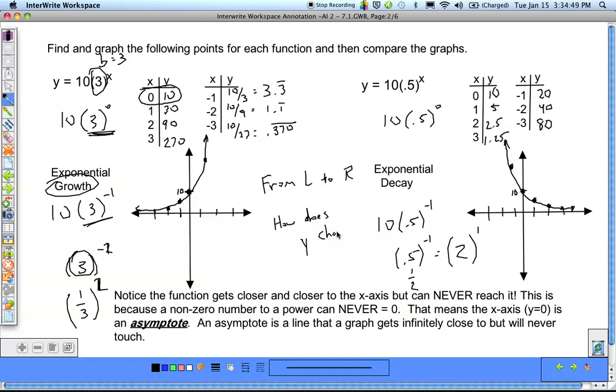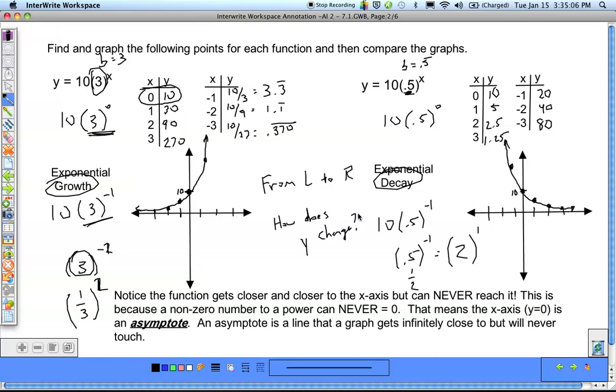How does y change? In this case, our y is getting a lot bigger. That's why it's a growth. Over here, our b value was 0.5, which is between the 0 and 1. That's why we have a decay. If we look at our y values as we're going from left to right, the y values are getting smaller and smaller. So that's why, again, it's a decay.